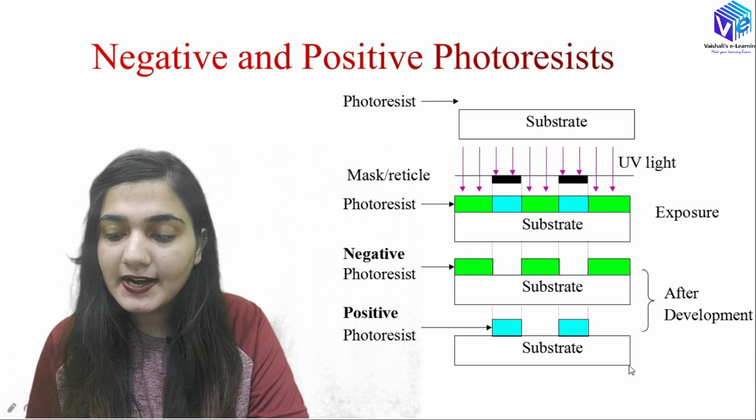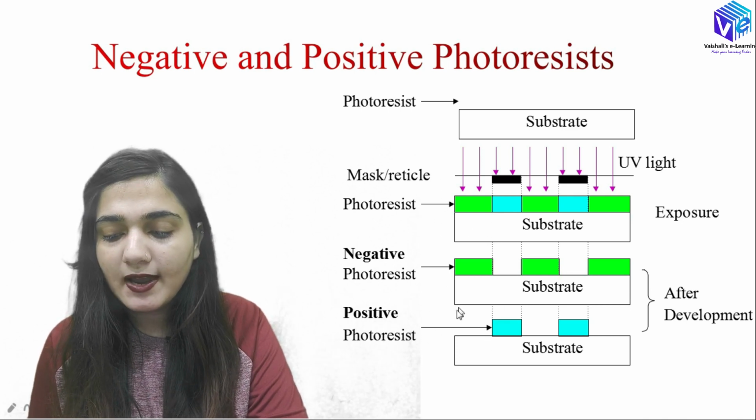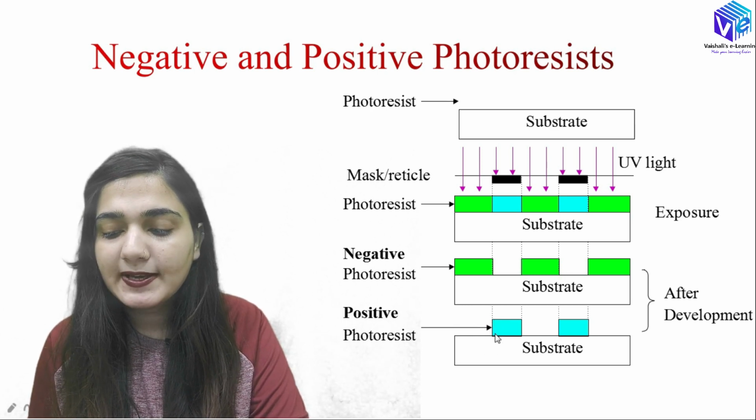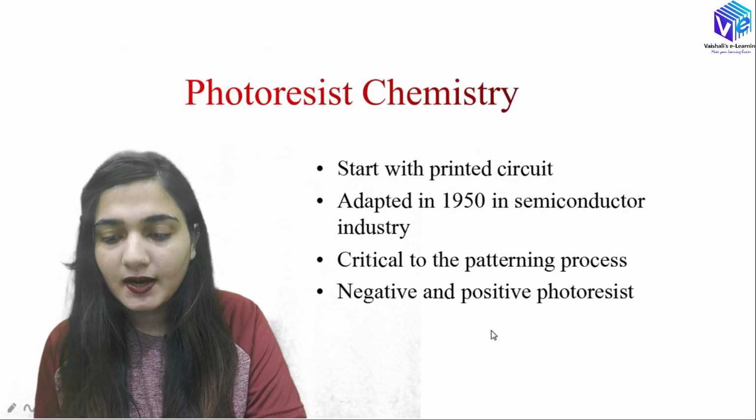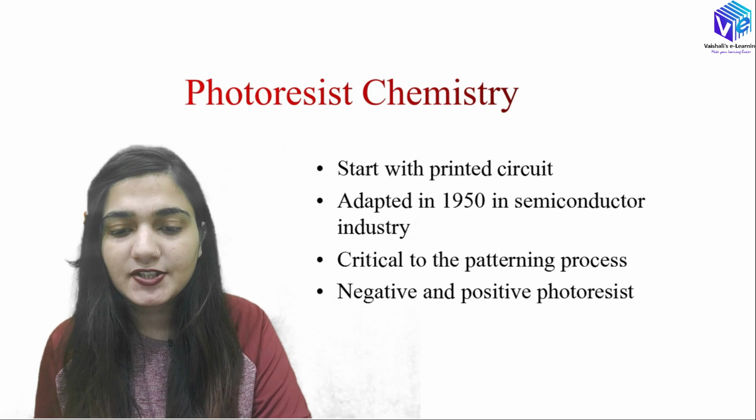So now when the light is falling, here you can see light is falling on this green region, so this green region will become soluble and we can easily remove the green region, and this is how we will be getting a very high resolution in the positive photoresist. Again I am telling you, negative photoresist is cheaper.